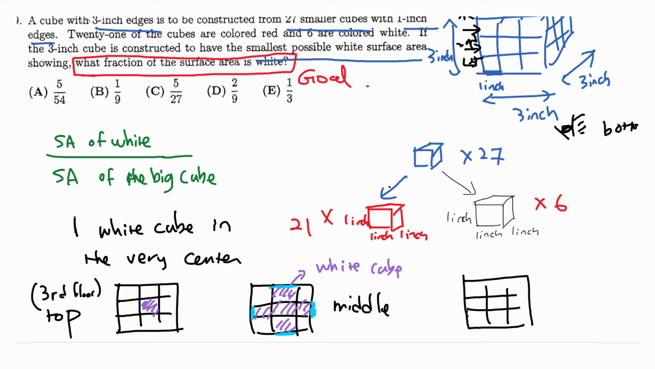And you want to place this white cube in the center. That's because if you place it on the side or on the corner, then you get to expose more white area, and that's not the goal of this problem. And therefore, we want to have another area on the top here. Okay. And because we use all 6 white cubes, we don't have to worry about the bottom layer.